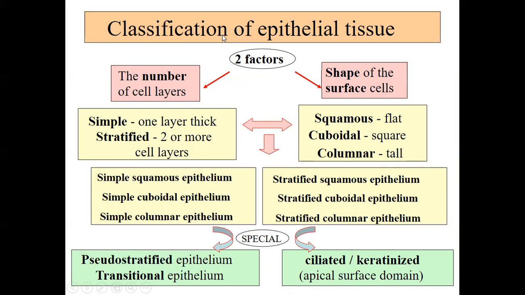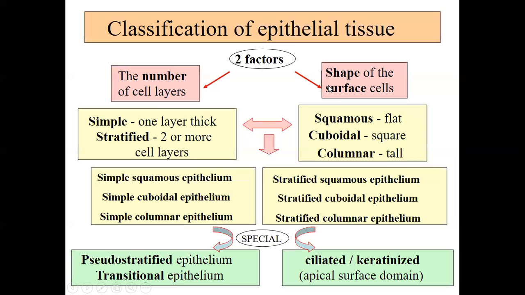Okay, for the classification of the epithelial tissue, there are two factors that contribute to the classification. The epithelial tissue can be classified based on the number of cell layers, how many cell layers it has, and also the shape of the surface cell. Here we focus on the shape of the surface cell, not the bottom part of the cell. Based on the number of cell layers, it can be simple, having only one layer thick, or stratified, having two or more cell layers.